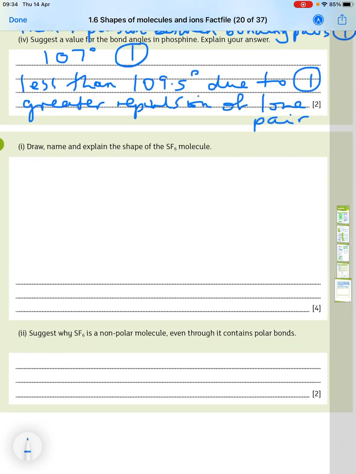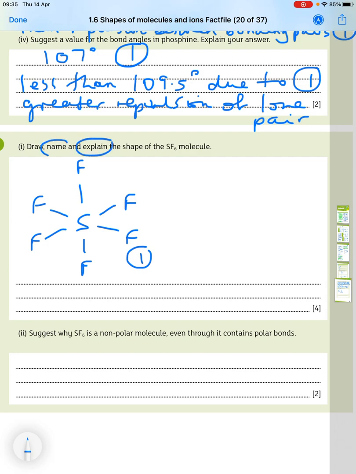Draw, name and explain the shape of the SF6 molecule. So we've got our sulfur in the middle, and then 1 up, 1 down, and then we have the 4 going out around this square plane in the middle. So you're going to get 1 mark for drawing it, and then your other marks are for naming and explaining. So octahedral gets you your second mark.